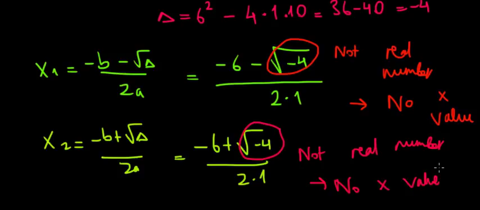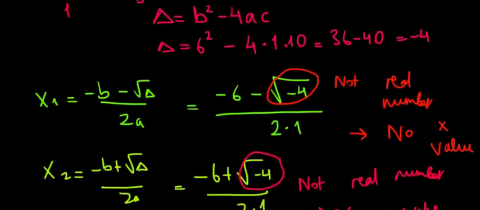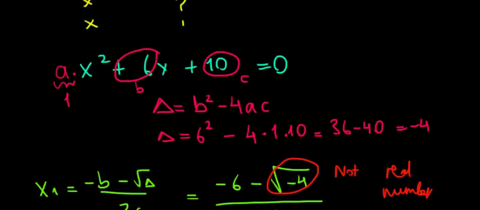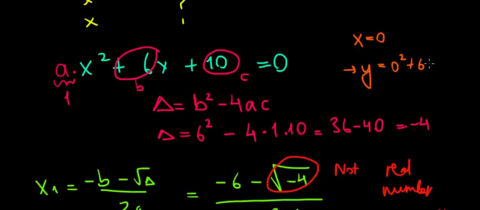We cannot have an x value for this question, but can we have a y value, a y-intercept? We can, because when x equals 0, the y value equals 0 squared plus 6 times 0 plus 10, and that's just equal to 10. So the y-intercept equals 10, but we do not have any x-intercept. And that's it, we are done.